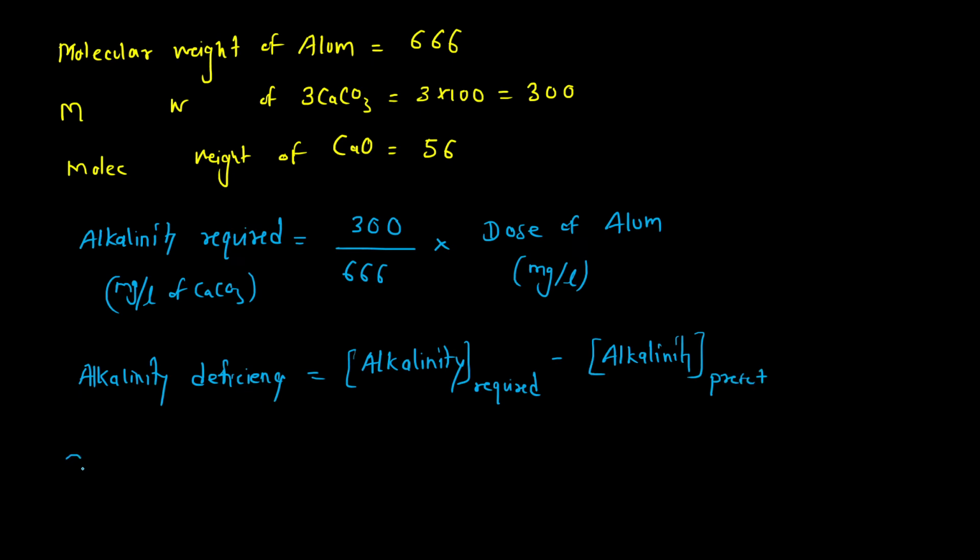And the last is the dose of quicklime required. So what is this quicklime? Quicklime is nothing but calcium oxide. So what is the dose required in mg per liter? This you can calculate by 56 by 100 into alkalinity deficiency.